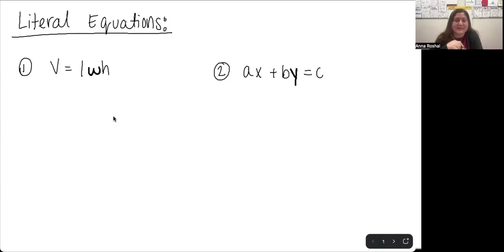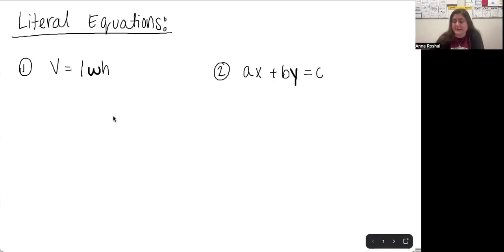My name is Anna Rochelle, and today we are going to talk about literal equations. Literal equations is, I think, in chapter 1 or 2 of the Big Ideas book of Algebra 1. So we are talking about literal equations in Algebra 1. They might look a little bit more difficult than the literal equations that you're used to in middle school, but they will start off a little easy.